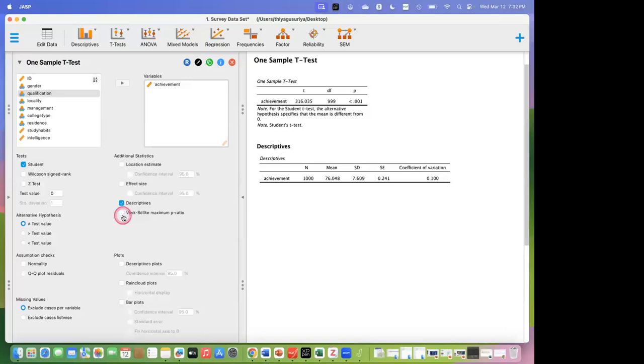Ma'am, after entering the test value, press the enter button so that it can refresh and do the calculation. Did you check it? The p-value of achievement, not of any other attribute. Please ensure that you have selected achievement only. I have selected achievement. Okay, kindly check. Kindly refresh it once again.